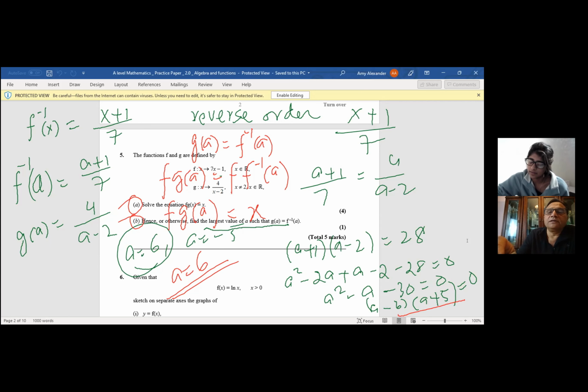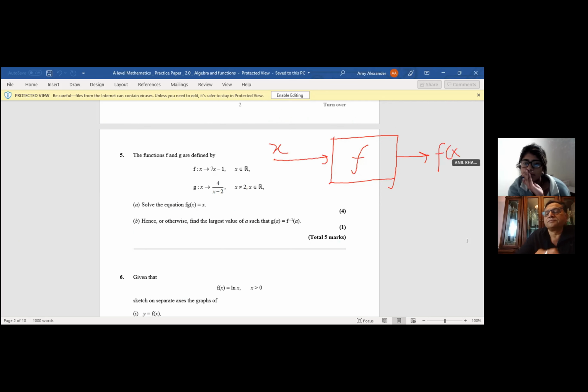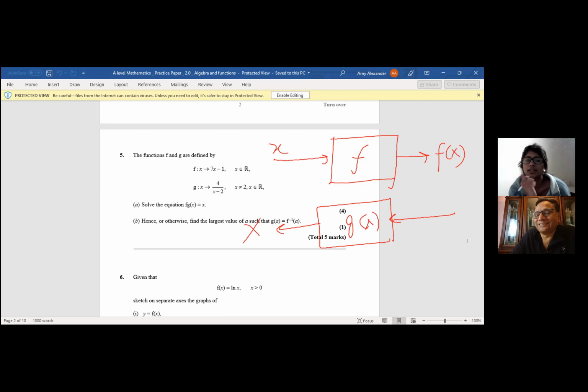So what we have learned here, Amy, is that this is a very interesting question. If you have a function here and you put in x as an input, what you get is f of x, correct? But if you put some other function here, which is g of x, and then put f of x in and you get x out, it means what? We actually did the inverse of the function. So that is why we could have used that result.